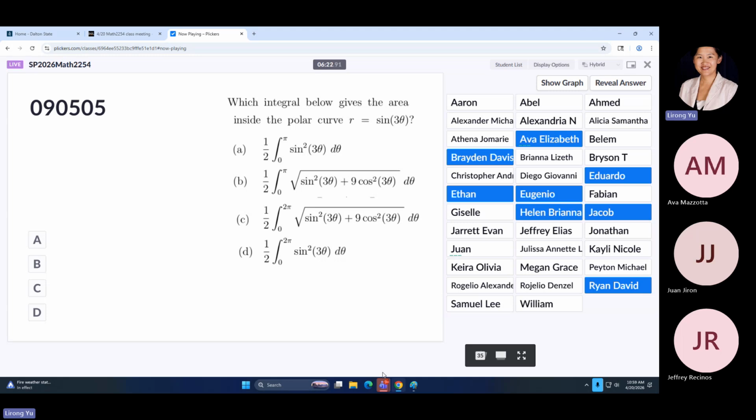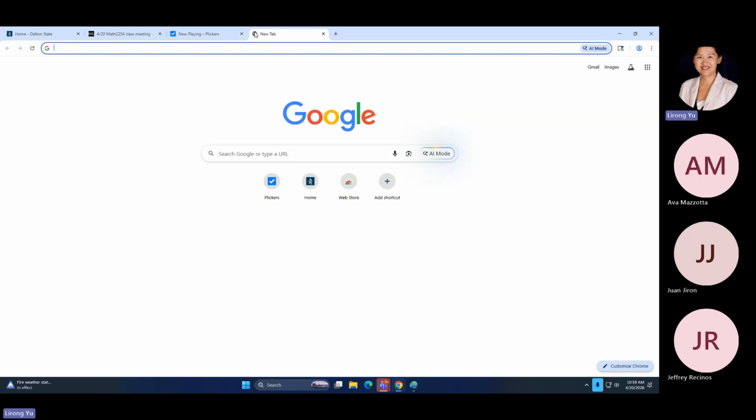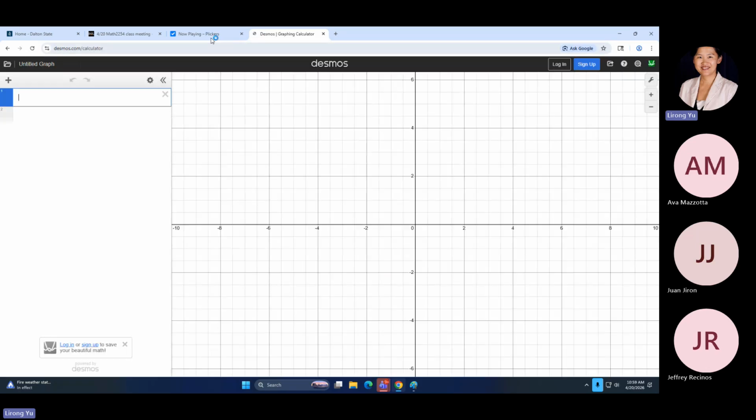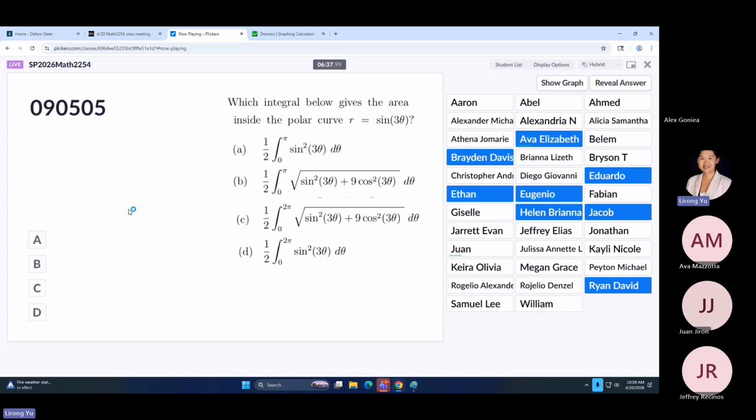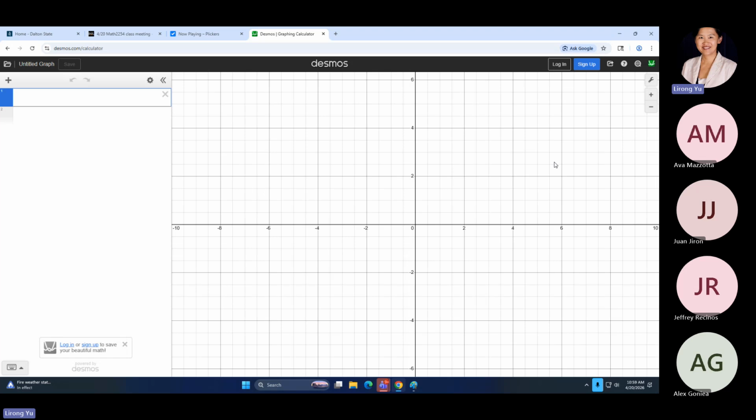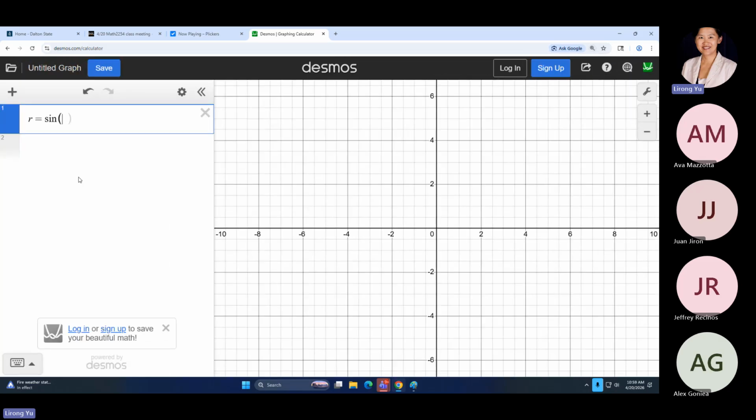Let's look at the range. Some of them are from 0 to 2 pi, some of them are 0 to pi. And we can quickly graph it to see what it is. The curve is r equals sine 3 theta. It's a 3-petal leaf, so the common range will be 0 to pi. And you can kind of trace it.